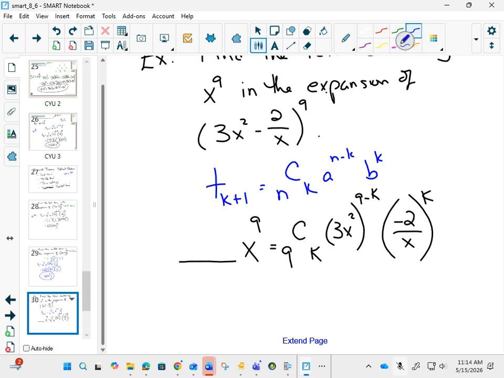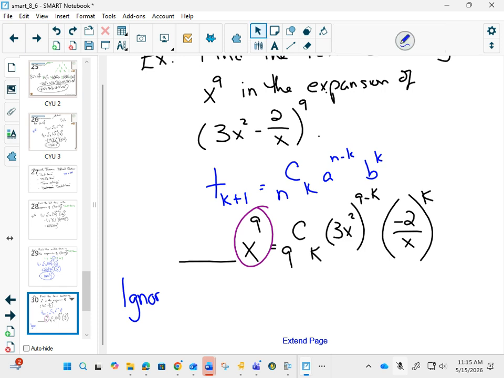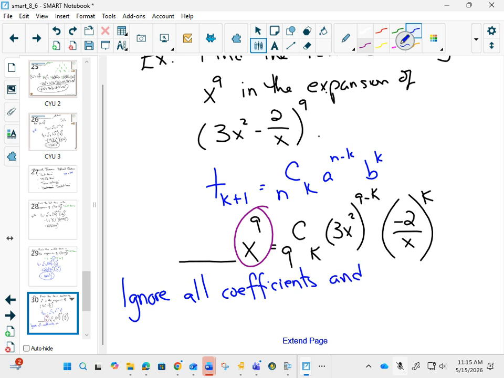The strategy that we're going to do is we are going to only use, because the only hint that we have, I'm going to circle it in purple, the only hint that we have is the exponent is 9. That's our only hint. So what we're going to do as a strategy is we're going to ignore all the numbers in front, or all the coefficients. And then we're going to use the exponents to find k.